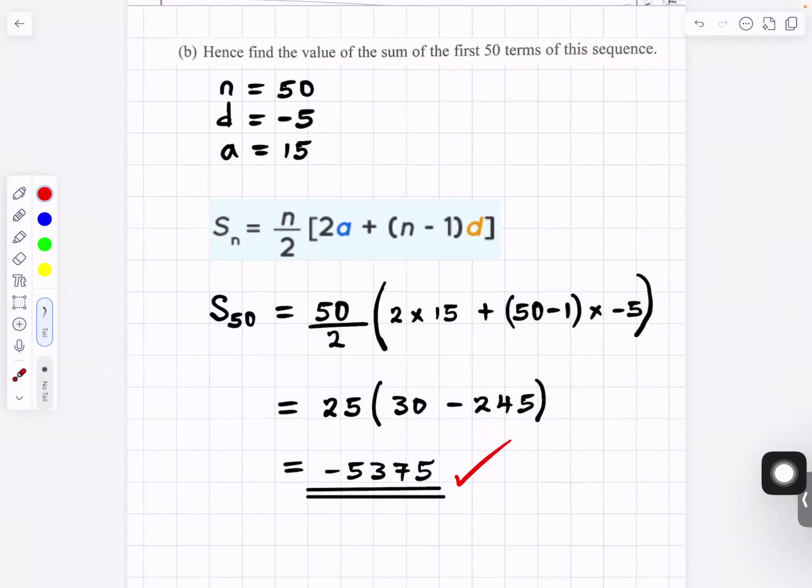So for part B, hence means use your answers from before. Find the value of the sum of the first 50 terms of this sequence. So number of terms is 50. The difference is minus 5. The first term is 15. Sub those values in. 15 goes for a. 50 goes for n. And minus 5 goes for d. Put that in your calculator. You get minus 5375.